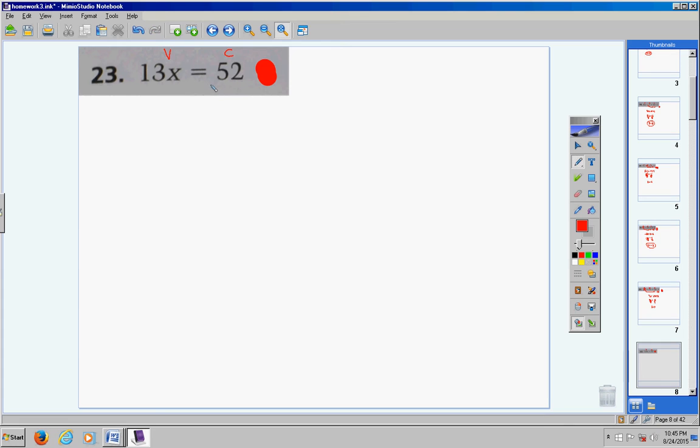Well, we need to move all of our variable terms to one side and all of our constant terms to the other side. However, we don't have to do that because it's already done for us. All of our variable terms are here. All of our constant terms are here. So the only thing you really need to do is divide both sides by 13.